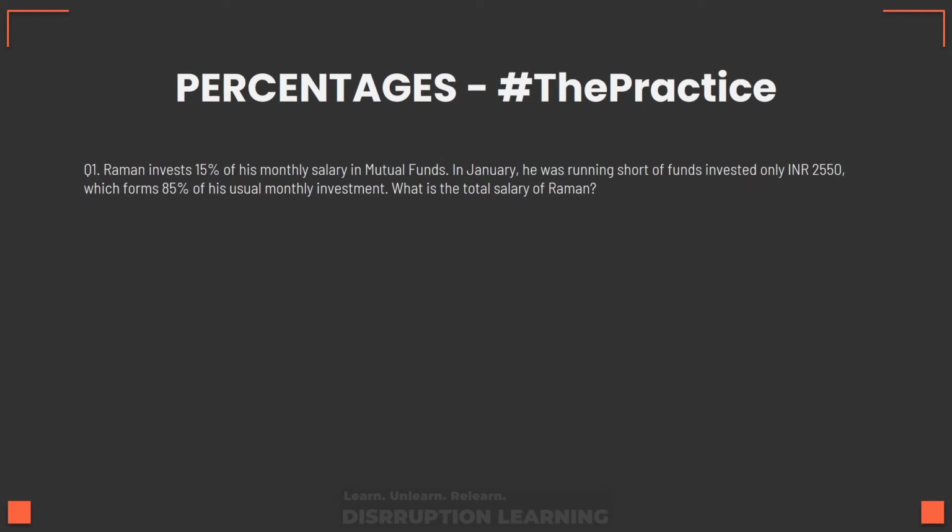Now, the first question is that Raman invests 15% of his monthly salary in mutual funds. In January, he was running short of funds and invested only 2550 rupees, which forms 85% of his usual monthly investment. What is the total salary of Raman? Now, we can start solving this question by assuming that the salary of Raman is 100x, right?